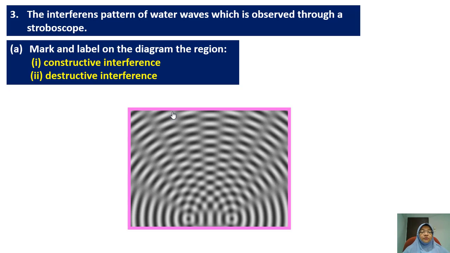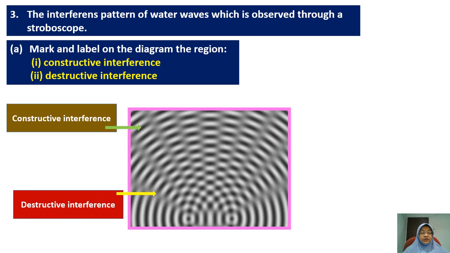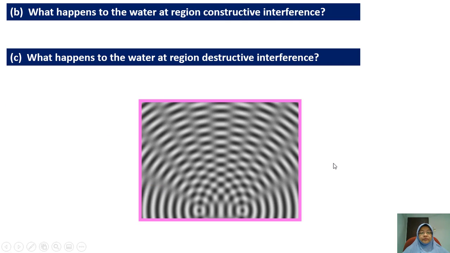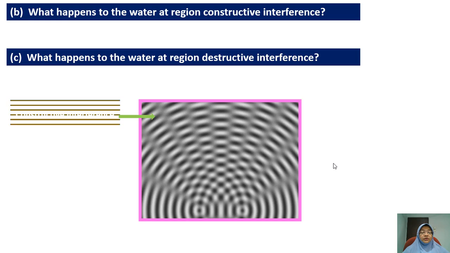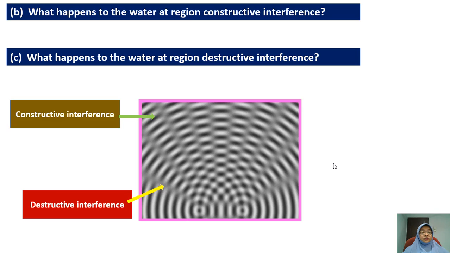For the interference pattern of water wave observed through a stroboscope, mark and label on the diagram the region of constructive interference. This will be constructive interference, and destructive interference will be the line here. So we have alternately destructive and constructive interference. What happens to the water at the region of constructive interference? Again, this is constructive interference, and this is destructive interference.